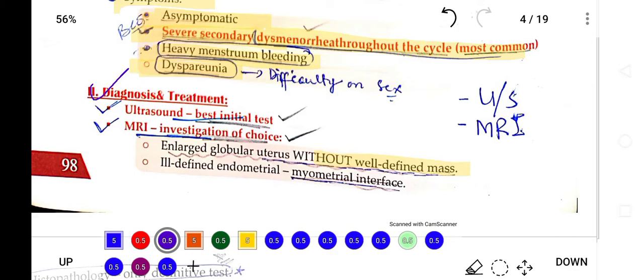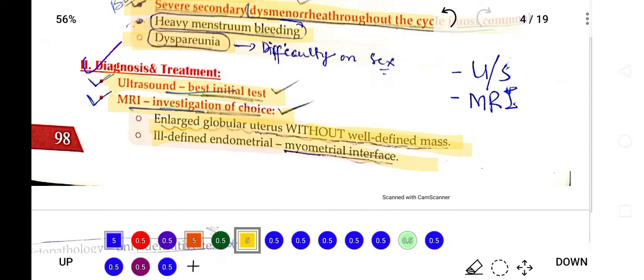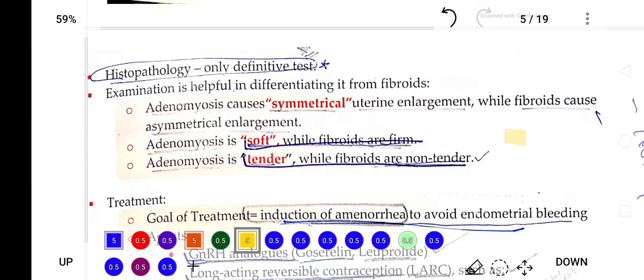Now, for diagnosis and treatment of adenomyosis, ultrasound is the best initial test, and MRI is the investigation of choice. An enlarged globular uterus without a well-defined mass and ill-defined endometrial myometrial interference will be there. The histopathological test is the definitive test, and examination is helpful to differentiate between fibroids and adenomyosis.